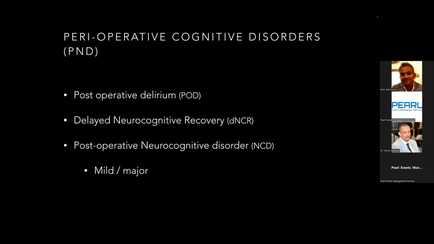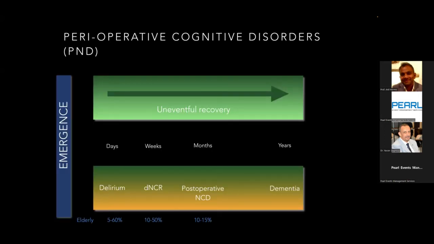into mild and major. What we would really like is our patients to emerge from anesthesia and have an uneventful recovery and be discharged. But what we do know is that the elderly can suffer delirium in the days following major surgery. In the weeks after, they can have the delayed neurocognitive recovery, and weeks to months, they can then get postoperative neurocognitive disorder. And the link is not fully there yet with dementia, but you can understand that dementia can potentially be attributed to anesthesia, which can happen years and years after.